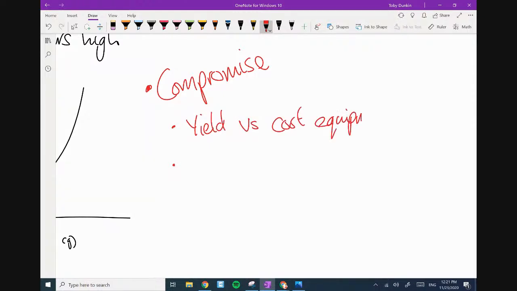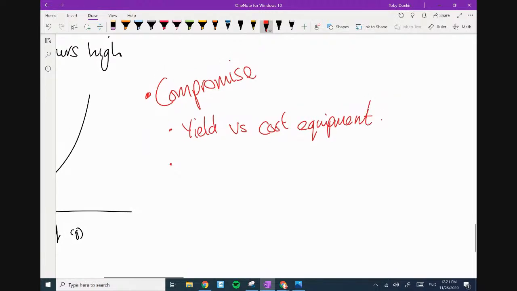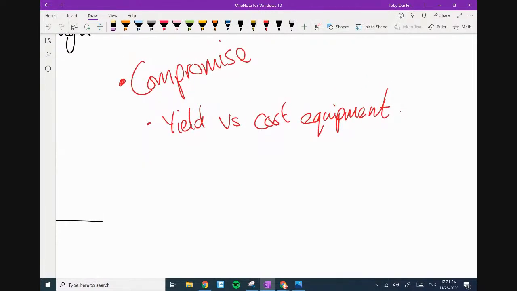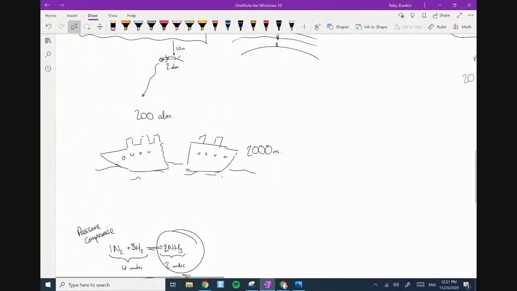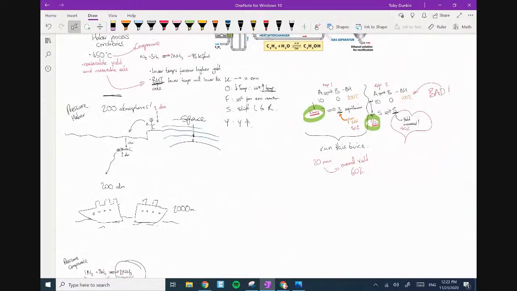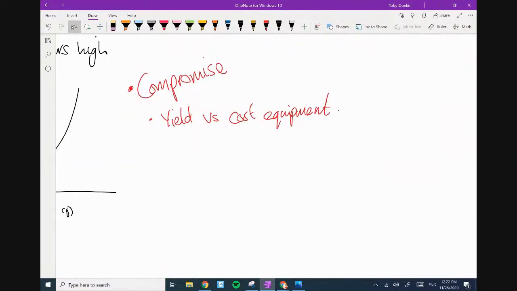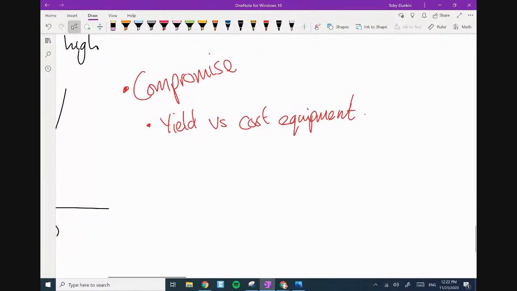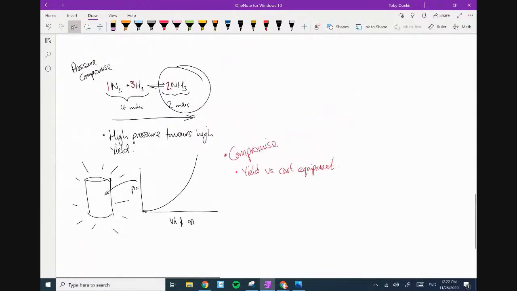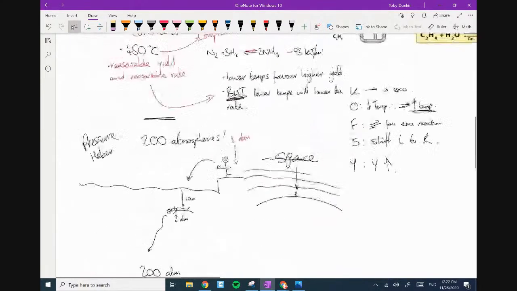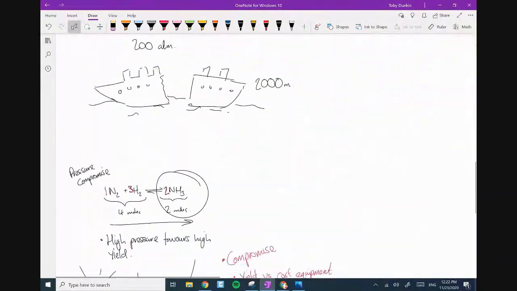Because I'm not going to lie, we're an amazingly good engineering species, and we could make a vessel that could go to 1,000 atmospheres. We could make a vessel that could probably manage 1,000,000 atmospheres. Probably could. But the problem is the increased yield you're going to get just doesn't warrant the cost of the extra equipment. The equipment has to be replaced every 10 years as well, which is another important problem. So you don't have to pay for a crazy expensive vessel just to get an extra 2% yield. It's just not worth it. So those are the conditions.